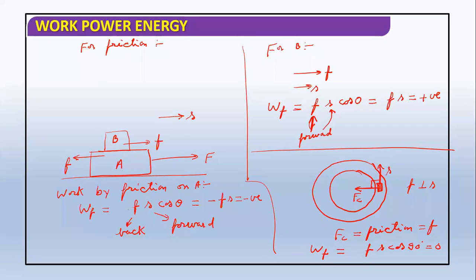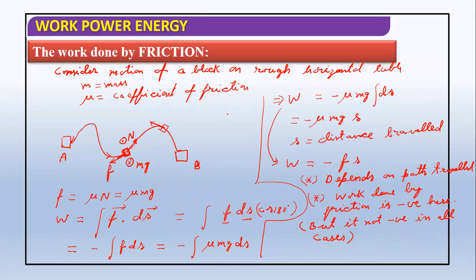0. Okay. So in this way, we can see the work done by friction can have any value: positive, negative, or 0. But generally, it is negative, as we saw in the last case. Generally, the work done by friction is negative, but you can have any value.